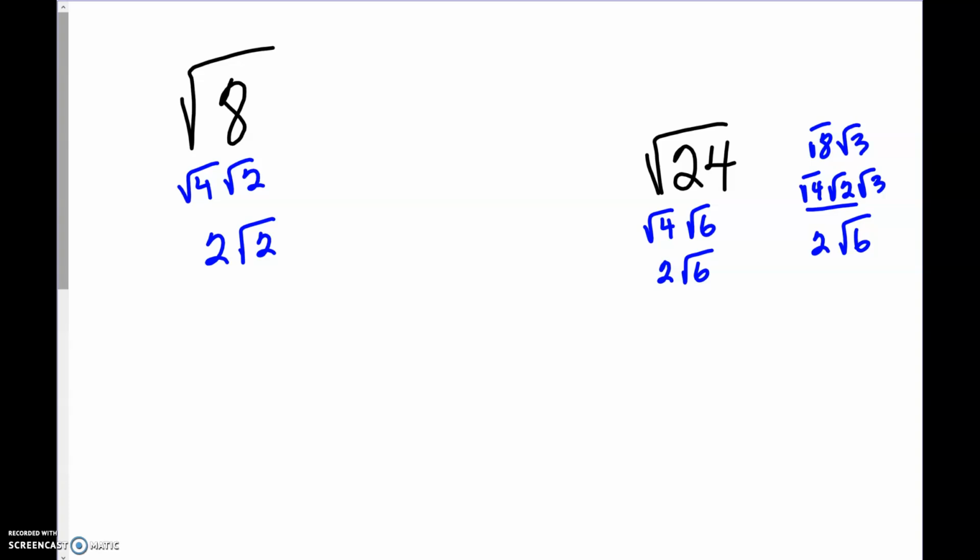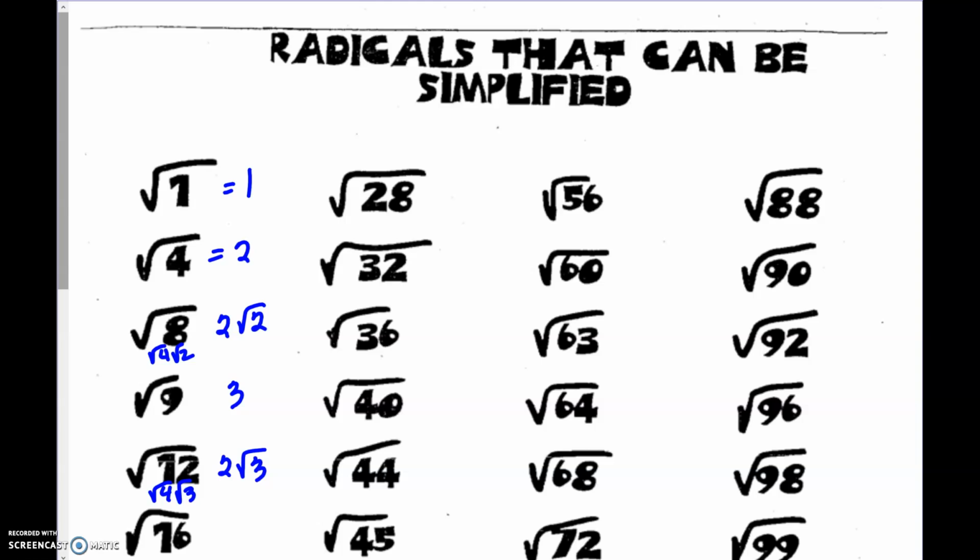Okay, so now we're going to go back to this, and you go ahead and stop, and then come back and correct your worksheet.